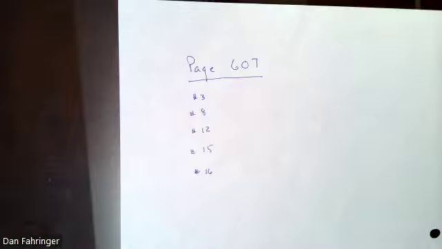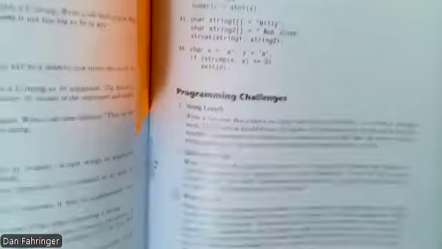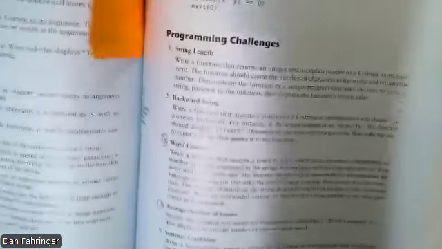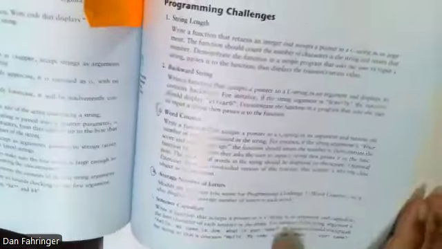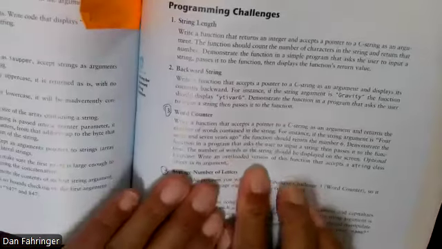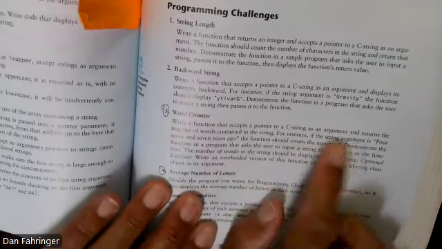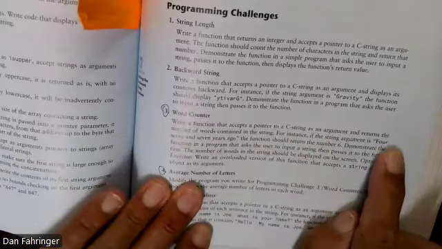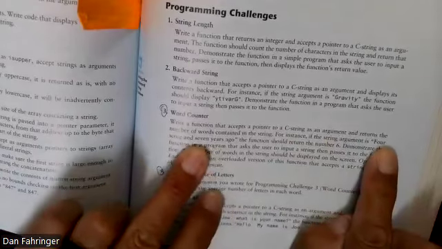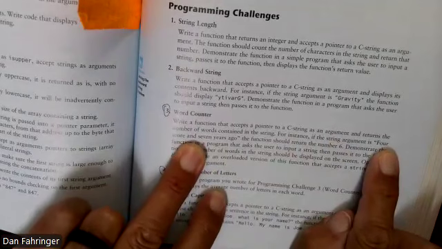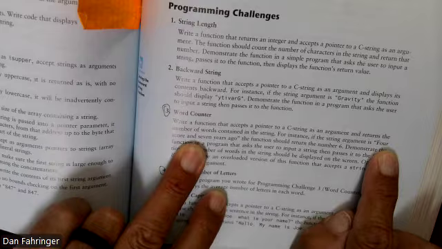For example, the first one is number 3. If I take a look at number 3, it's this word counter. Write a function that accepts a pointer to a C string, and so on. So you're going to have this nice long C string, 7 years ago. How many words are there in the C string? 6. 6. How many spaces are there?